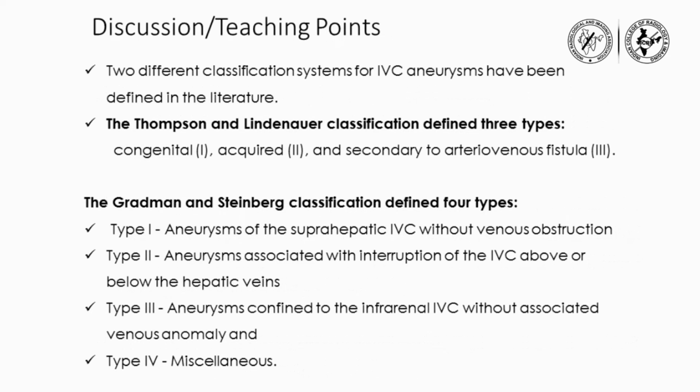Two different classification systems for IVC aneurysms have been defined in the literature. 3 types are recognized according to the classification of Thompson and Lindenauer: congenital, acquired, and secondary to arteriovenous fistula. The Gradman and Steinberg classification defined 4 types. Type 1 is aneurysms of the suprahepatic IVC without venous obstruction. Type 2 is aneurysms associated with interruption of the IVC above or below the hepatic veins. Type 3 are aneurysms confined to the infrarenal IVC without associated venous anomaly. And type 4 describes miscellaneous.